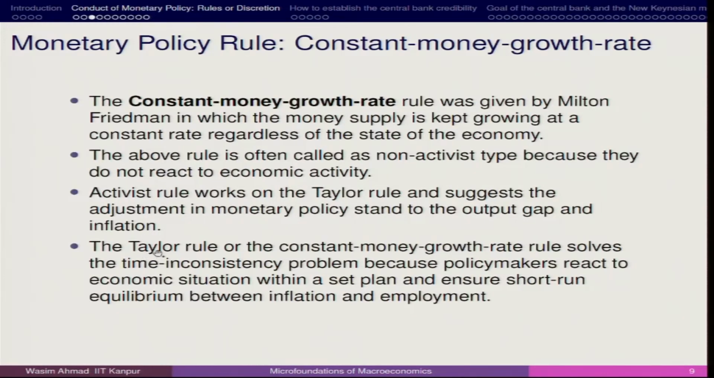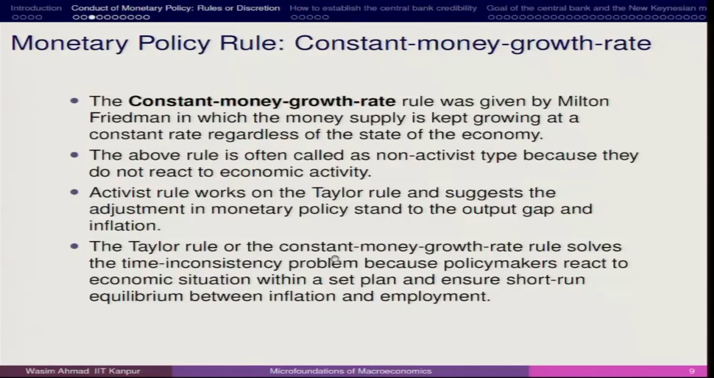So, this is what we try to understand here. The Taylor rule or the constant money growth rule solves the inconsistency problem, because policymakers react to the economic situation within a set plan and ensure that a short term equilibrium between inflation and output employment is maintained. So, the rule tries to give some perspective on how to conduct monetary policy given the situation that the economy is facing. In that context, it becomes really interesting to see that the non-activist and activist stands play a very important role.